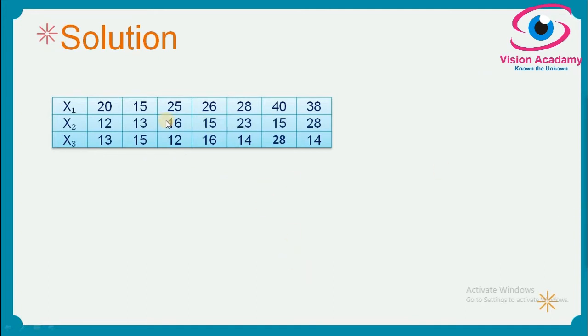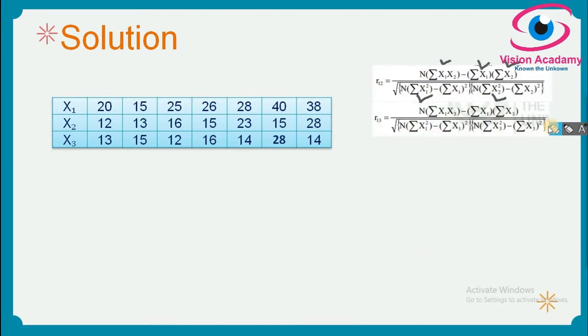So here x1, x2 and x3. Firstly we need to understand what we need for R12. We need x1x2, summation x1, summation x2, summation x2 square, and summation x1 square. And thereafter in case of R13, additionally, beyond what we obtained here, we need summation x1x3, summation x3 and summation x3 square.